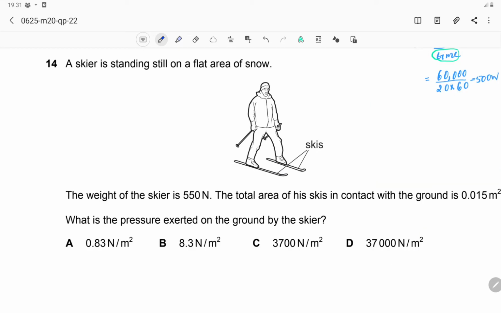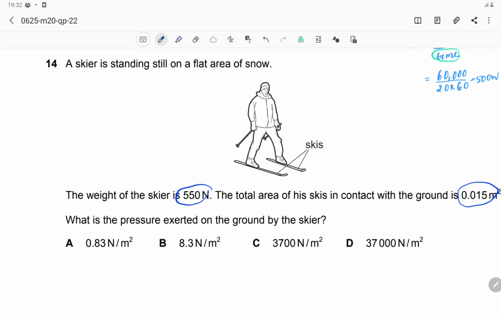Question 14. A skier is standing still on the flat area of snow. The weight of the skier is 550 Newton. The total area of the skis in contact with the ground is 0.01 meter square. What is the pressure exerted on the ground by the skier?